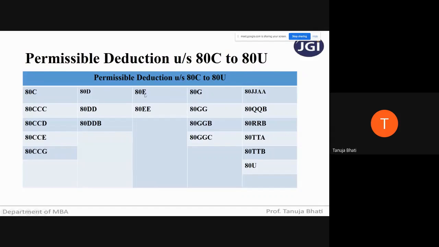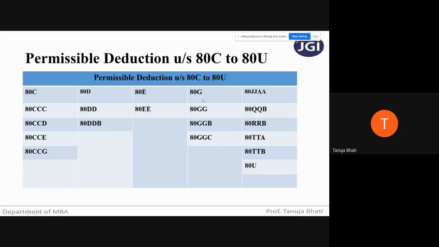Next, 80E. 80E deduction is given when an individual is making a payment of interest on loan taken for higher education. 80EE is a deduction given to an individual when he is paying interest on loan borrowed for acquiring a residential house property. He's going to get a deduction under section 80EE. 80G is again donation that is made to any four categories by all the assessees.